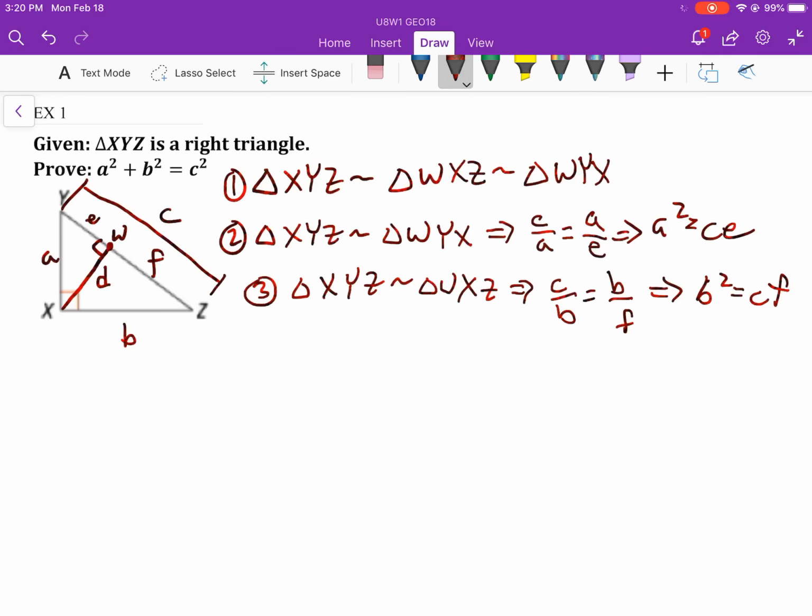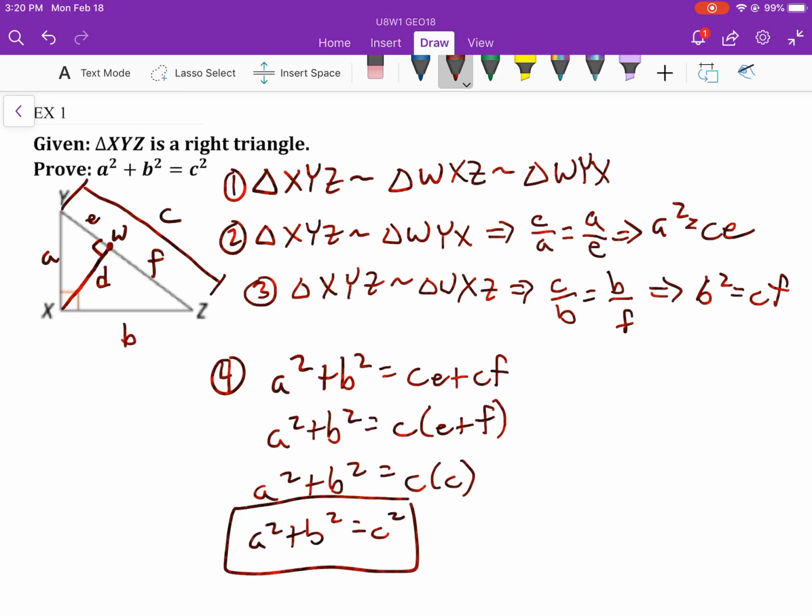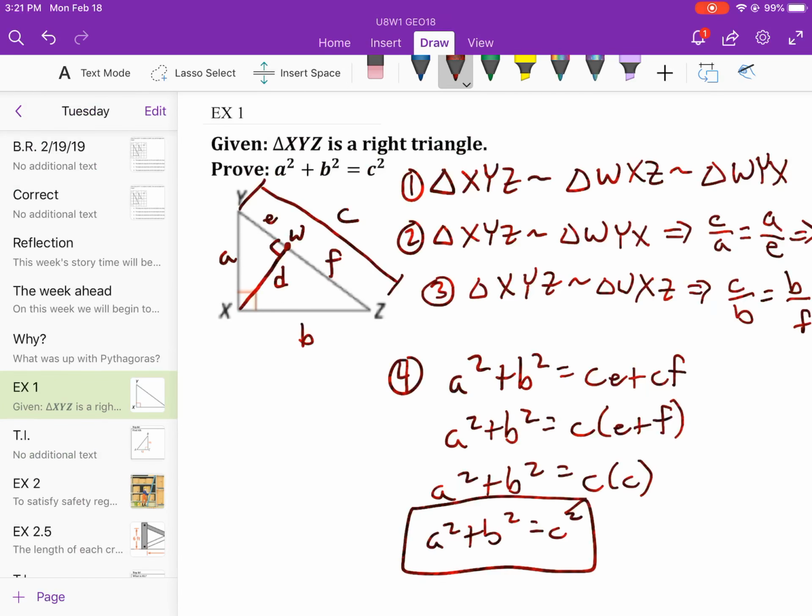So now let's write the equation. A squared plus B squared is equal to CE plus CF. We can simplify that: A squared plus B squared is equal to C times E plus F. A squared plus B squared is equal to C times C. And A squared plus B squared is equal to C squared. Done. Good, clean fun.